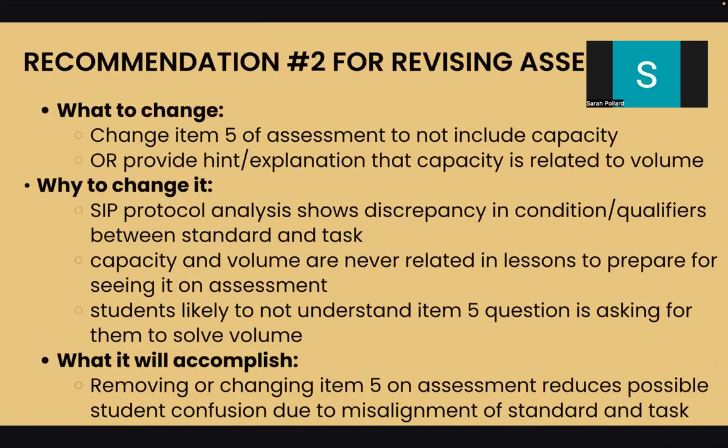My second and last recommendation for revising the assessment is changing item 5 on the assessment to not mention capacity. As it is currently written, students are expected to see the connection in the word problem between capacity and how that relates to finding volume. Well, capacity and volume are never related in the instruction leading up to the assessment, and students may not realize the problem is asking them to solve for volume because it's mentioning not volume but capacity. So removing or changing item 5 on the assessment reduces that possible student confusion due to misalignment of that standard and task.